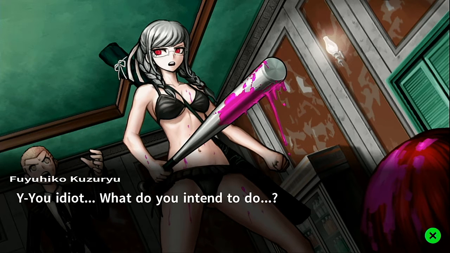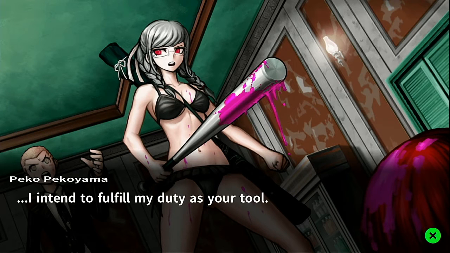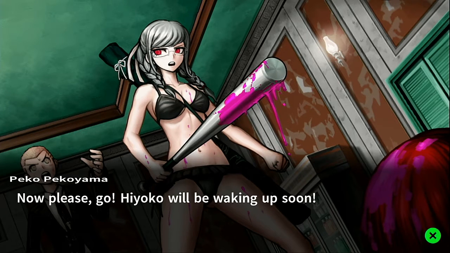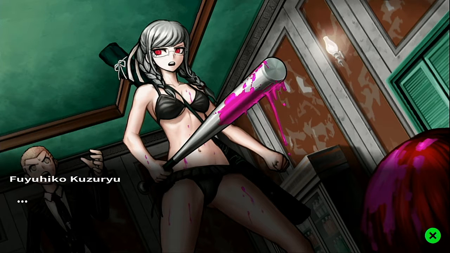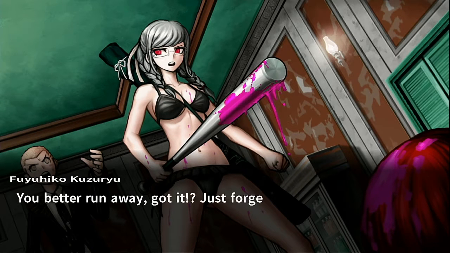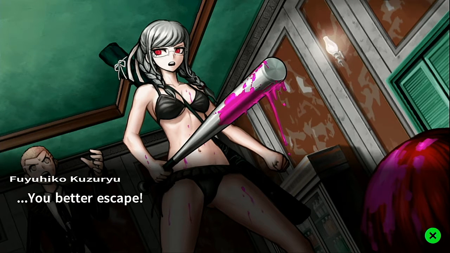You idiot. What do you intend to do? I intend to fulfill my duty as your tool. Now please, go! Hiyoko will be waking up soon. After you leave, I must block the door to the road with Mahiru's body. Hurry! Damn it. You better run away. Got it? Just forget about me! Forget about the Kuzuryu clan! You better escape!